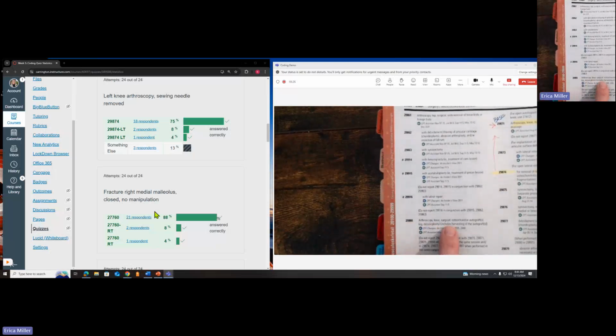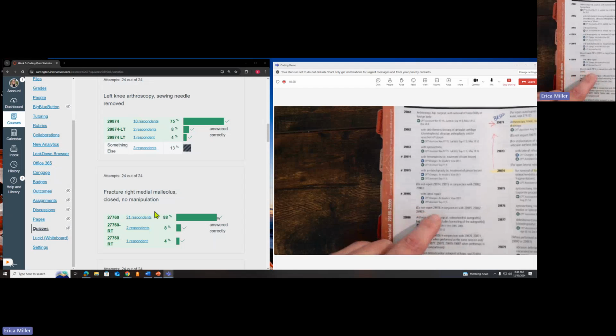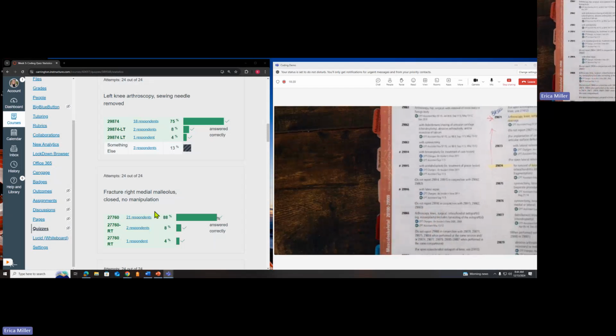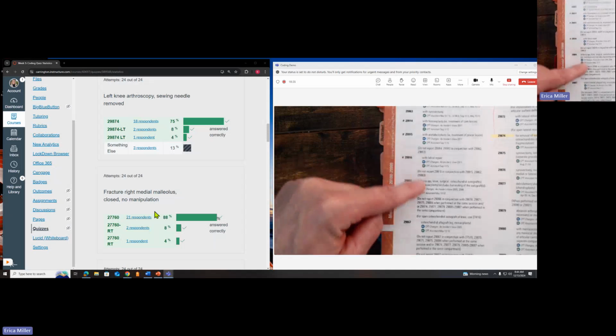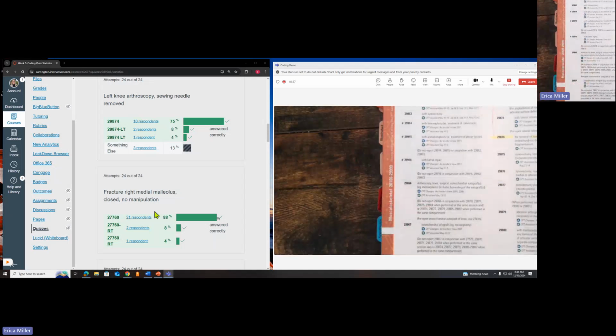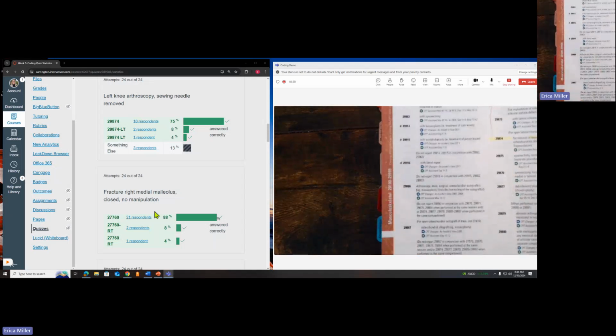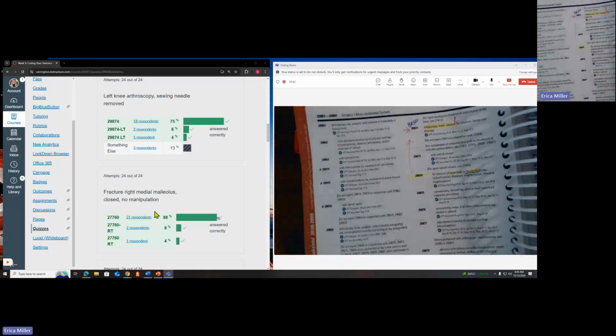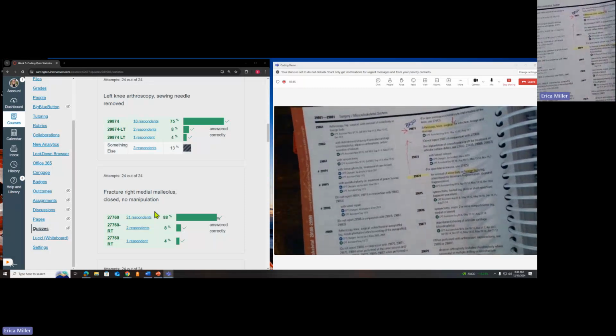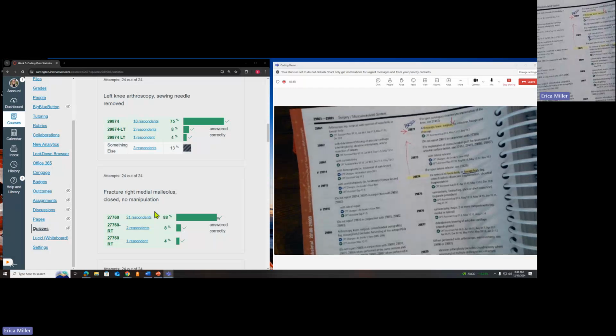29866, arthroscopy, knee surgical. Okay, still feeling good, but the variations that are supplied within that particular range, none of them include the removal of a foreign body. So that ends up being your devil in the details there. All right. Next up, we've got a fracture to the right medial malleus, closed, no manipulation.